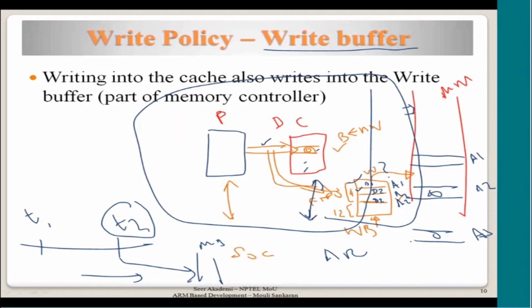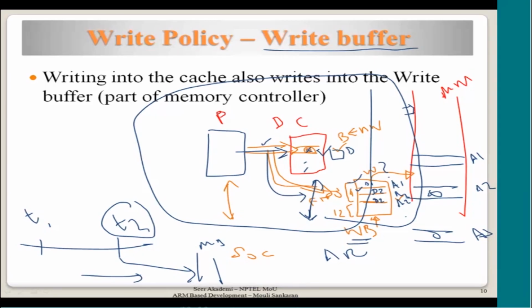I am giving all the examples so that you know exactly what is happening. The data comes from here and is written into the cache, and the dirty bit may also be set, because it has to indicate that the line is changed. But it does not bother about that, since the write policy chosen is write buffer, so it also writes into the write buffer.